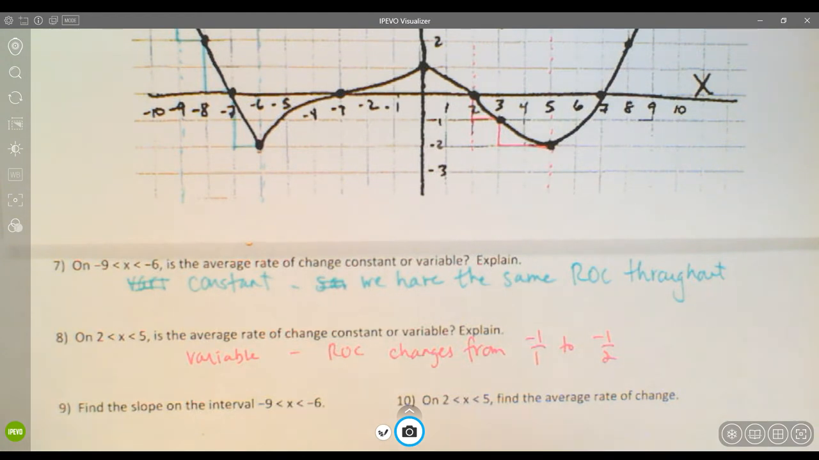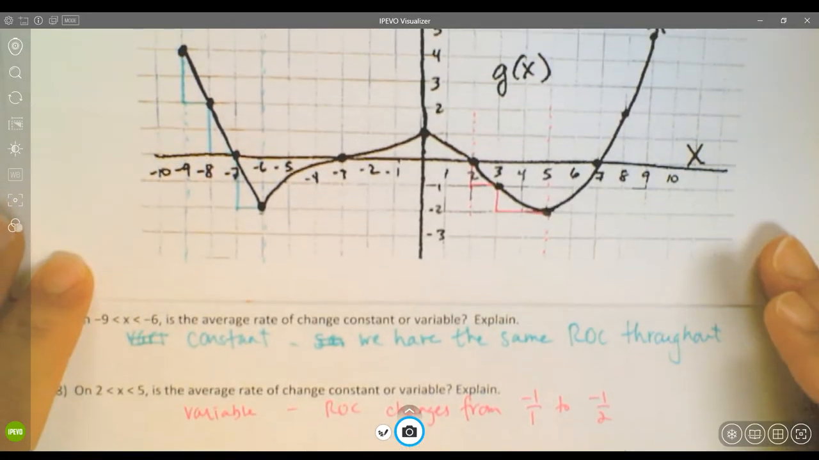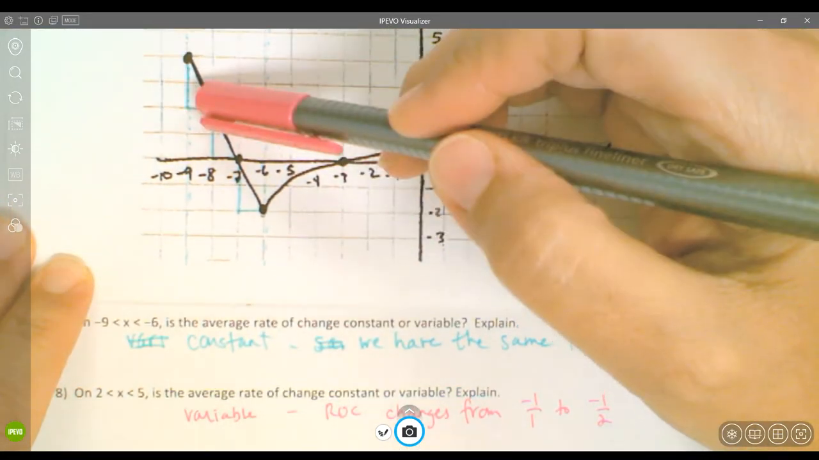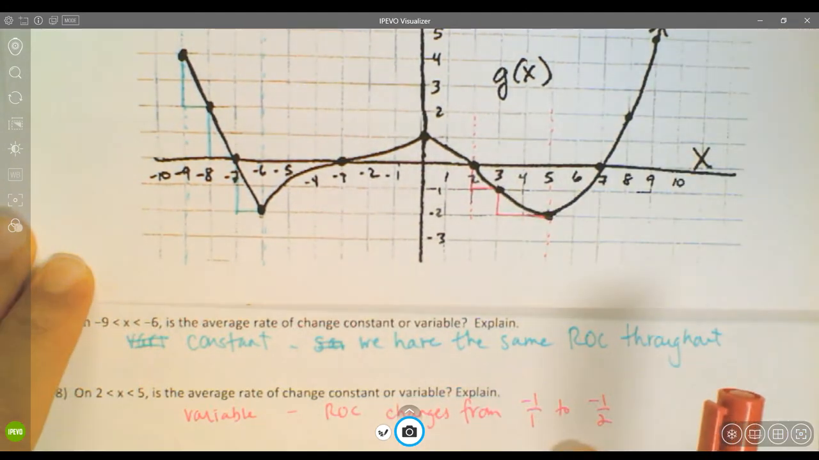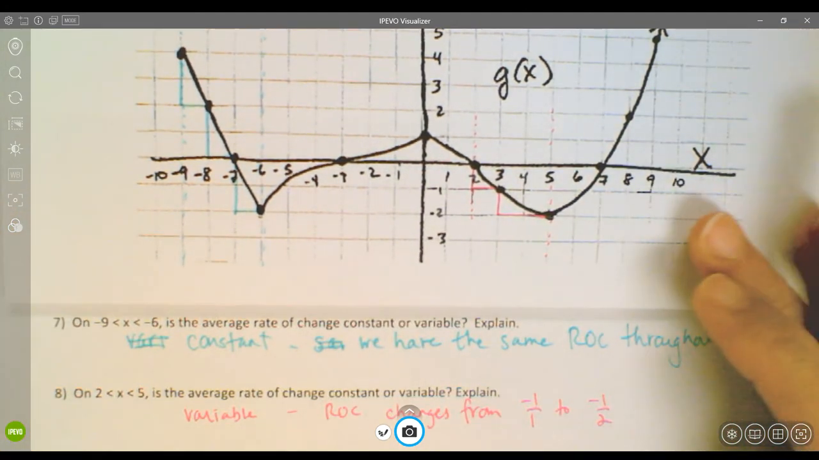So please look at these two. A constant rate of change has the same slope all the way through. A variable rate of change will change. So that takes care of 7 and 8.